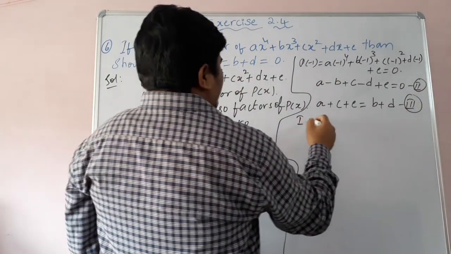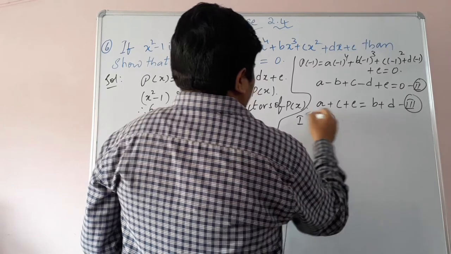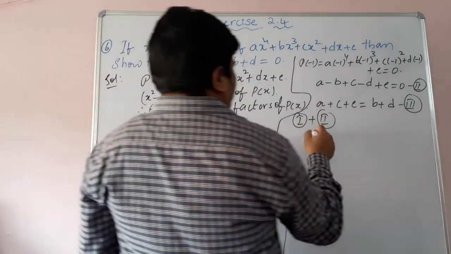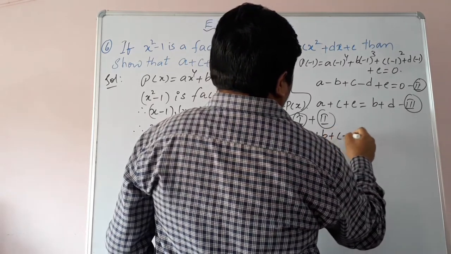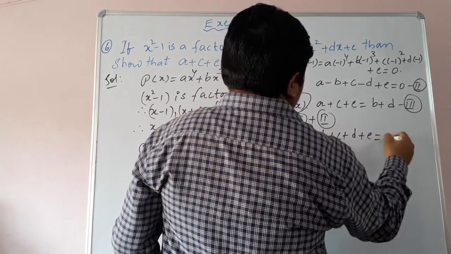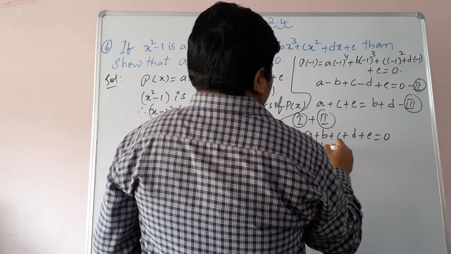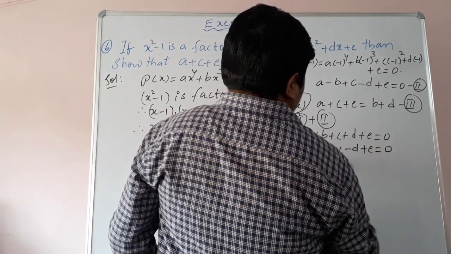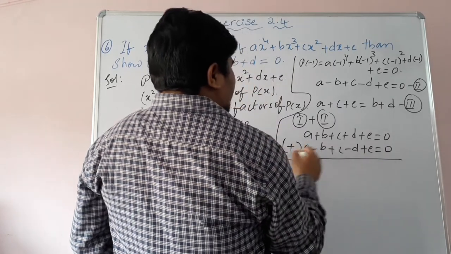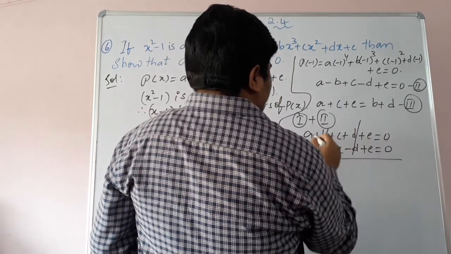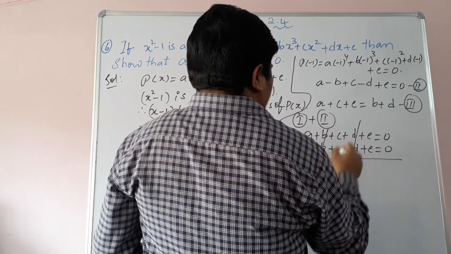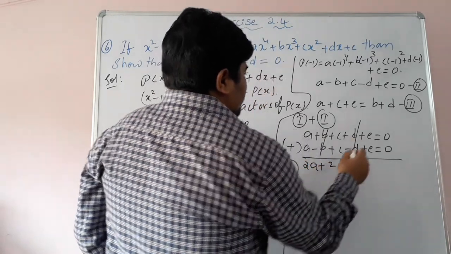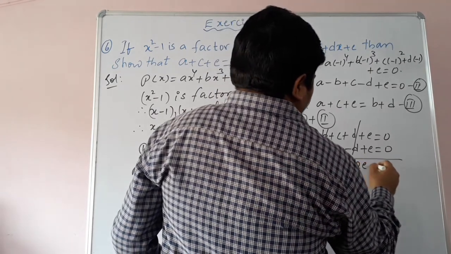Now, children, add equation 1 and equation 2. So what you will get? See, a plus b plus c plus d plus e is equal to 0. What is the second equation? a minus b plus c minus d plus e is equal to 0. Now, children, if you add these two equations, what you will get? The b's cancel, the d's cancel, a plus a is 2a, plus c plus c is 2c, plus e plus e is 2e, is equal to 0.